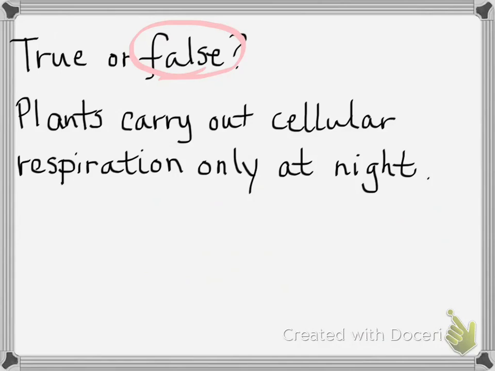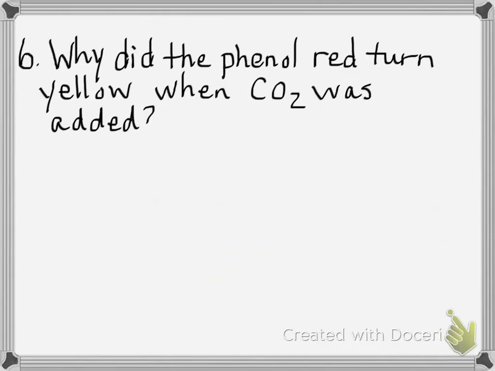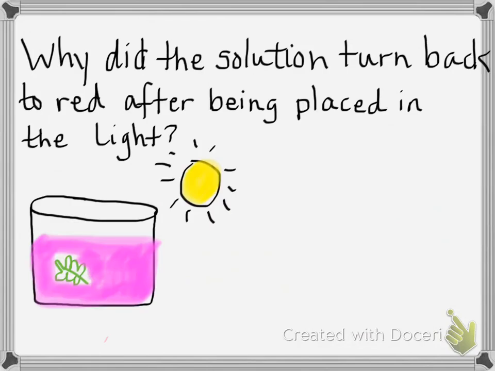Okay, on to number 6. Let me show you a picture. There was this time where we had flasks, and we put water in the flask, we put phenol red in the flask, we added a little piece of plant, and what was most important that I think you'll remember is we put a straw in the flask, and you had to blow into the straw. Now, I didn't draw a flask, I drew a beaker.